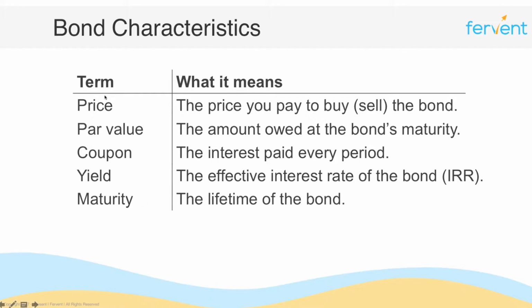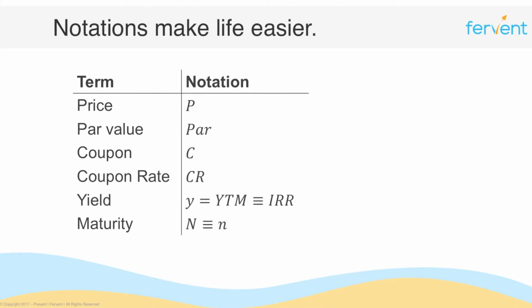Alright, so now that you've understood what the characteristics of bonds are, I'm going to go ahead and introduce the notations that we're going to use in this course, because they really make life a lot easier. I'm going to refer to the price as P. I might call it P subscript T to denote the price at some particular time T.